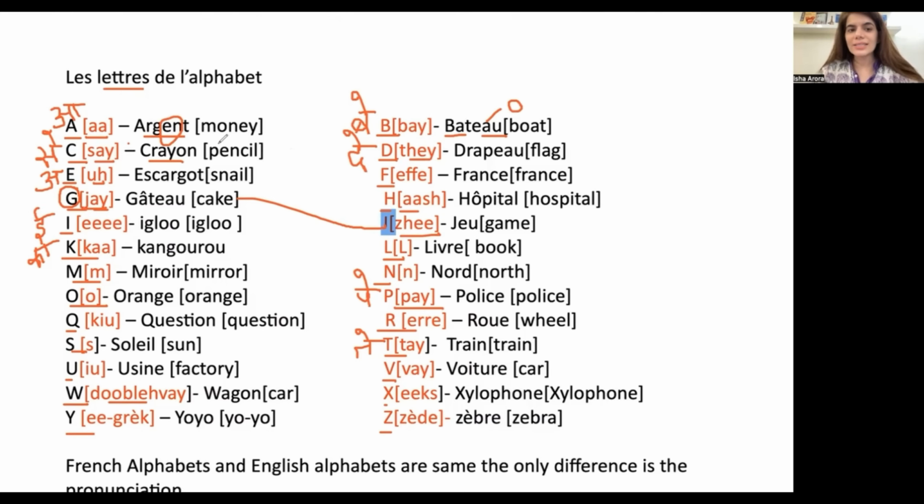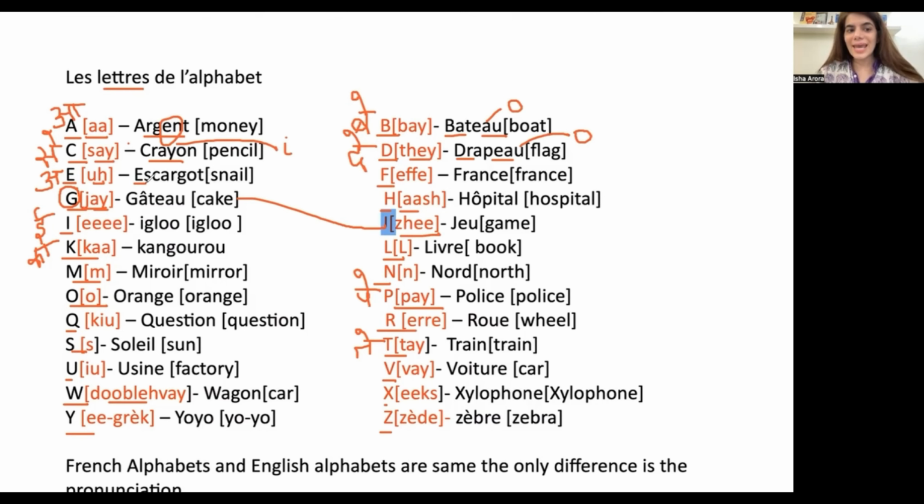Now, Y is read like I. Okay, so you read it like I. Crayon, crayon. Again, D comme drapeau, drapeau, because E-A-U is like O. So you read it like drapeau, drapeau.